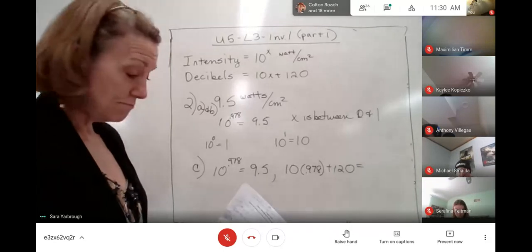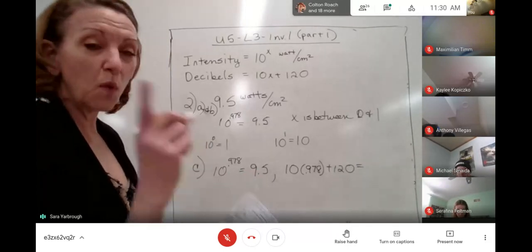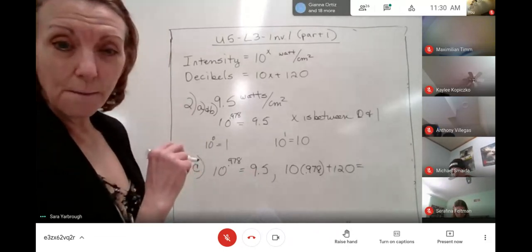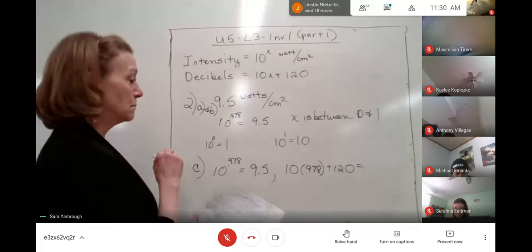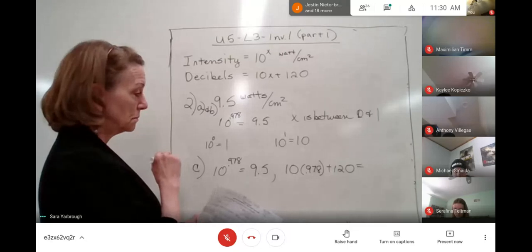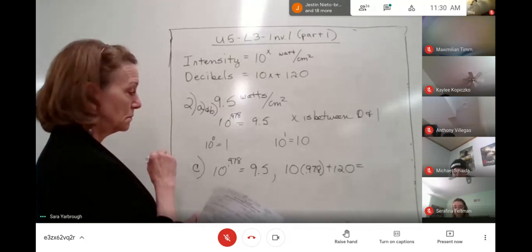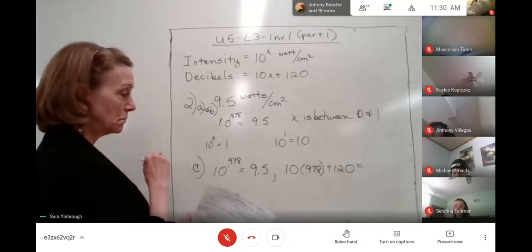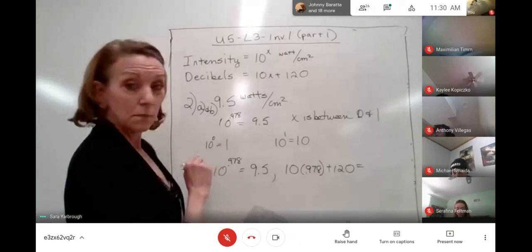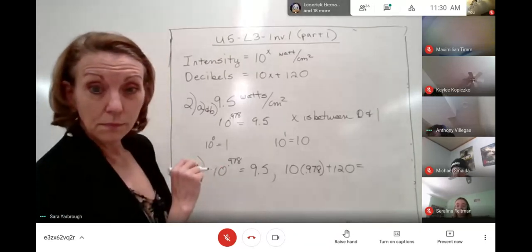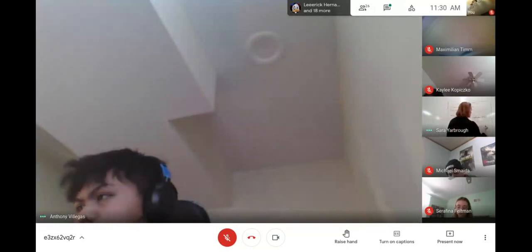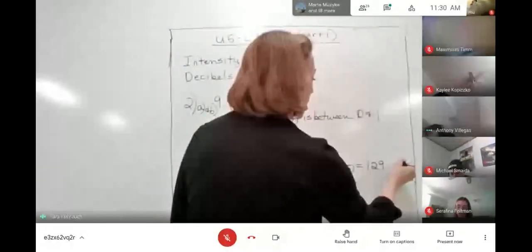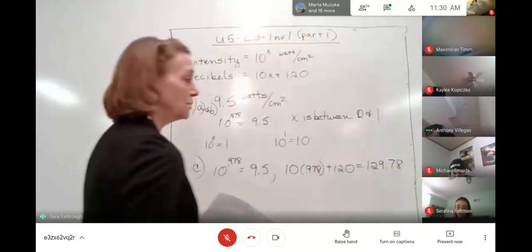You want to have that? Just give me one decimal place. Emos? 129.78. We'll give it 2 decimal places.